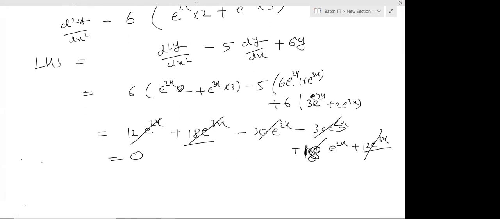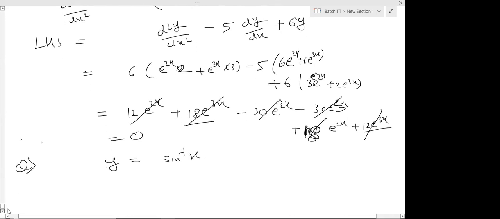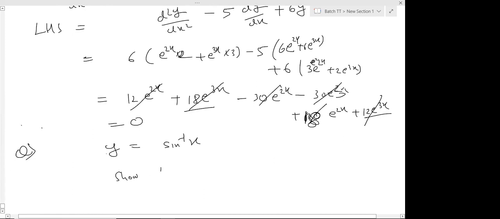So next question. If y equals sine inverse x, then show that 1 minus x square d square y upon dx square minus x dy by dx equals 0. All right, I'll give you a few minutes for this also.